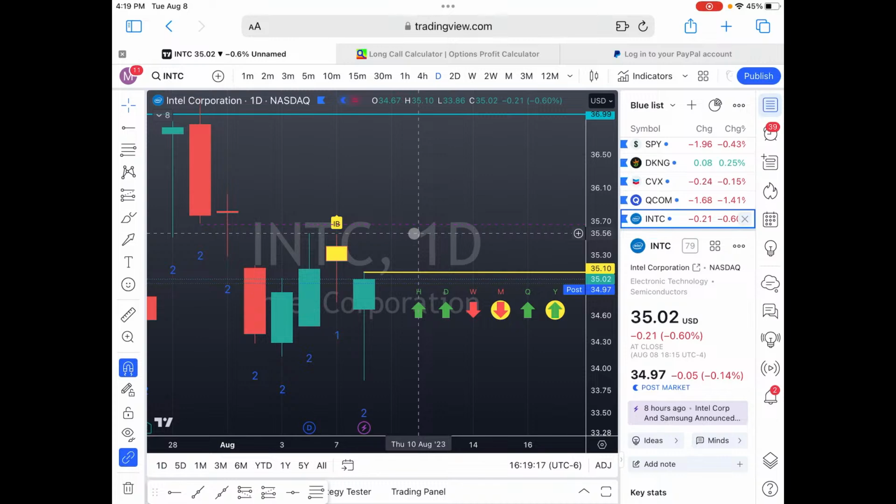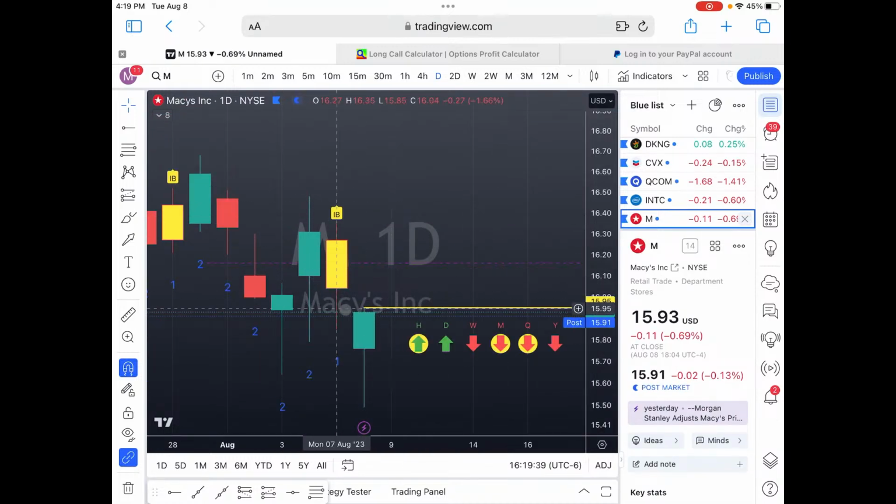INTC, that's Intel Corp. 122 Rev Strat. And again, we have this hammer candle. When I went through this list, I found out that we have a lot of these hammer candles set up. So there are a ton of actionable signals pointing back to the upside. So a 122 Rev Strat on Intel calls at 35.10.